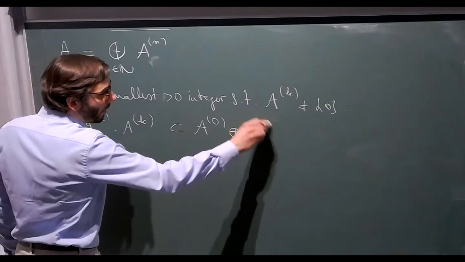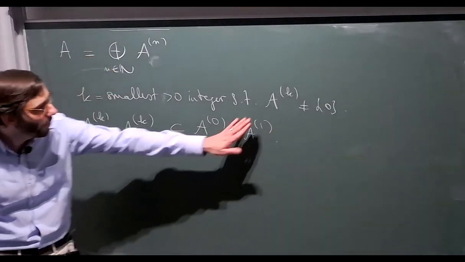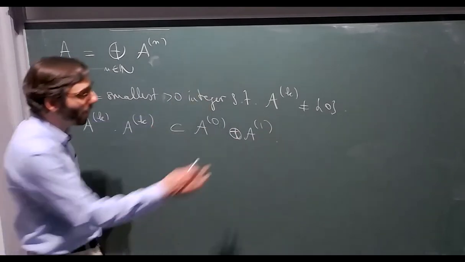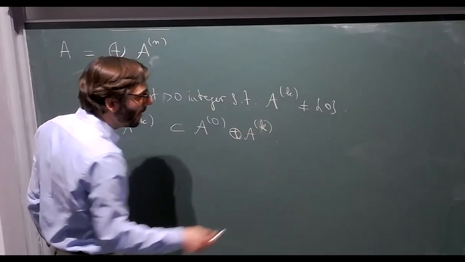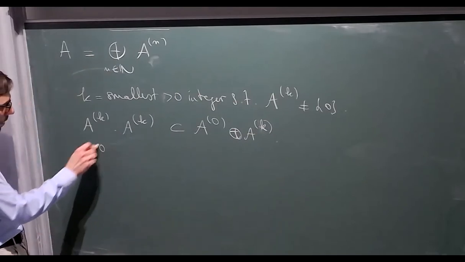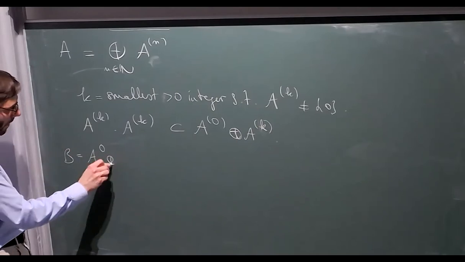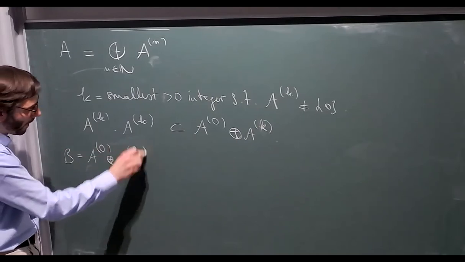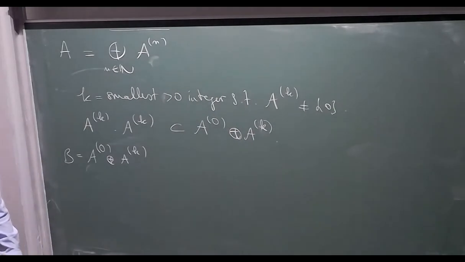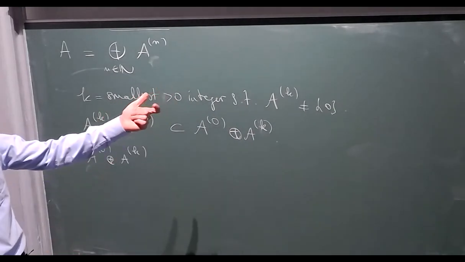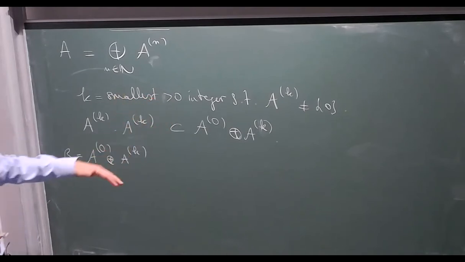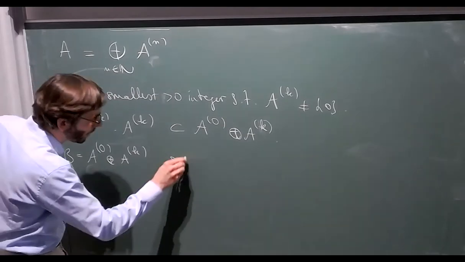plus A_1. Well, either A_1 is 0 or it's equal to A_k, because k is the smallest such integer. So in fact, this is contained in this anyway. But that means that A_0, let's call this B, plus A_k, is a subalgebra of A. And in fact, because the conjugate of any representation of S_n^+ is equal to itself, you can deduce from this easily that this is even a sub C star algebra.